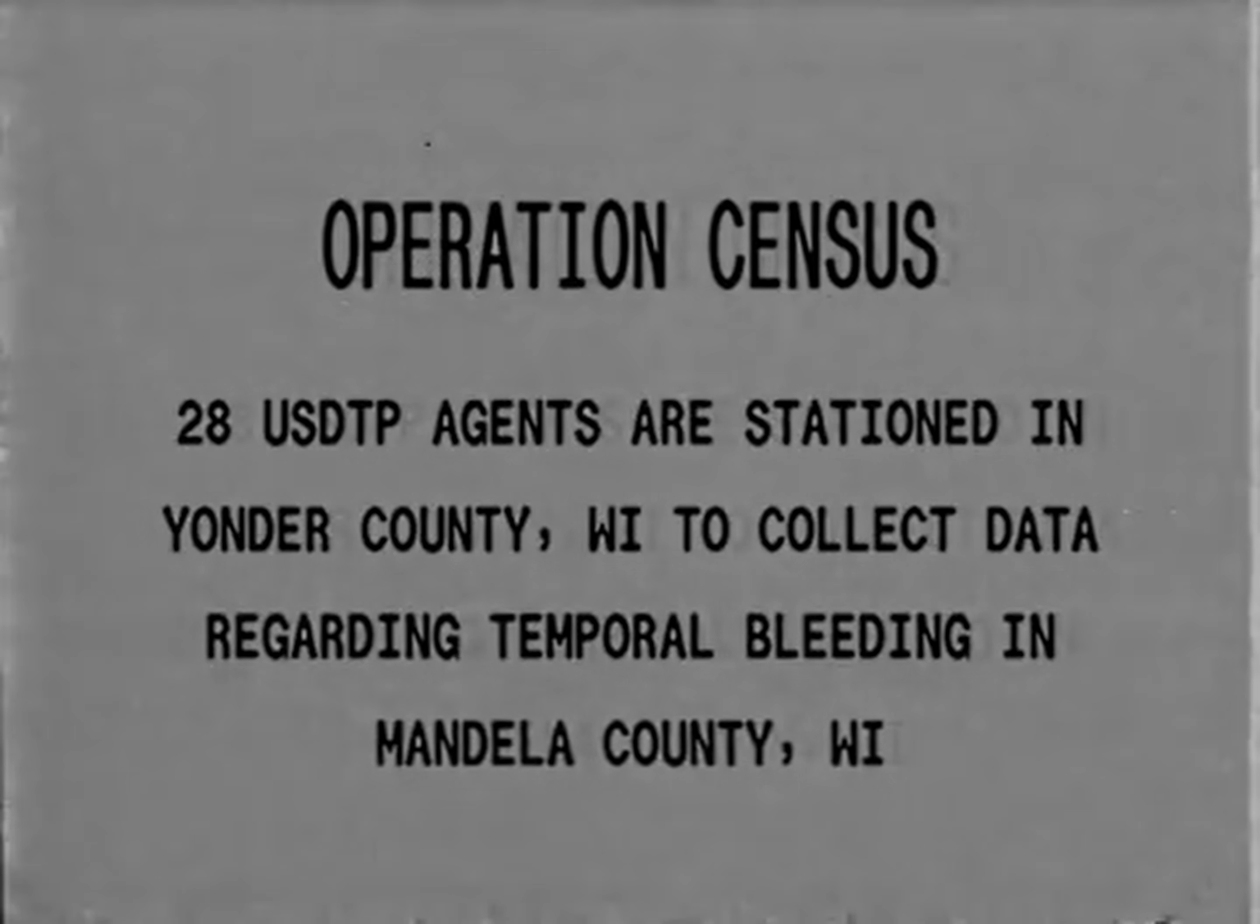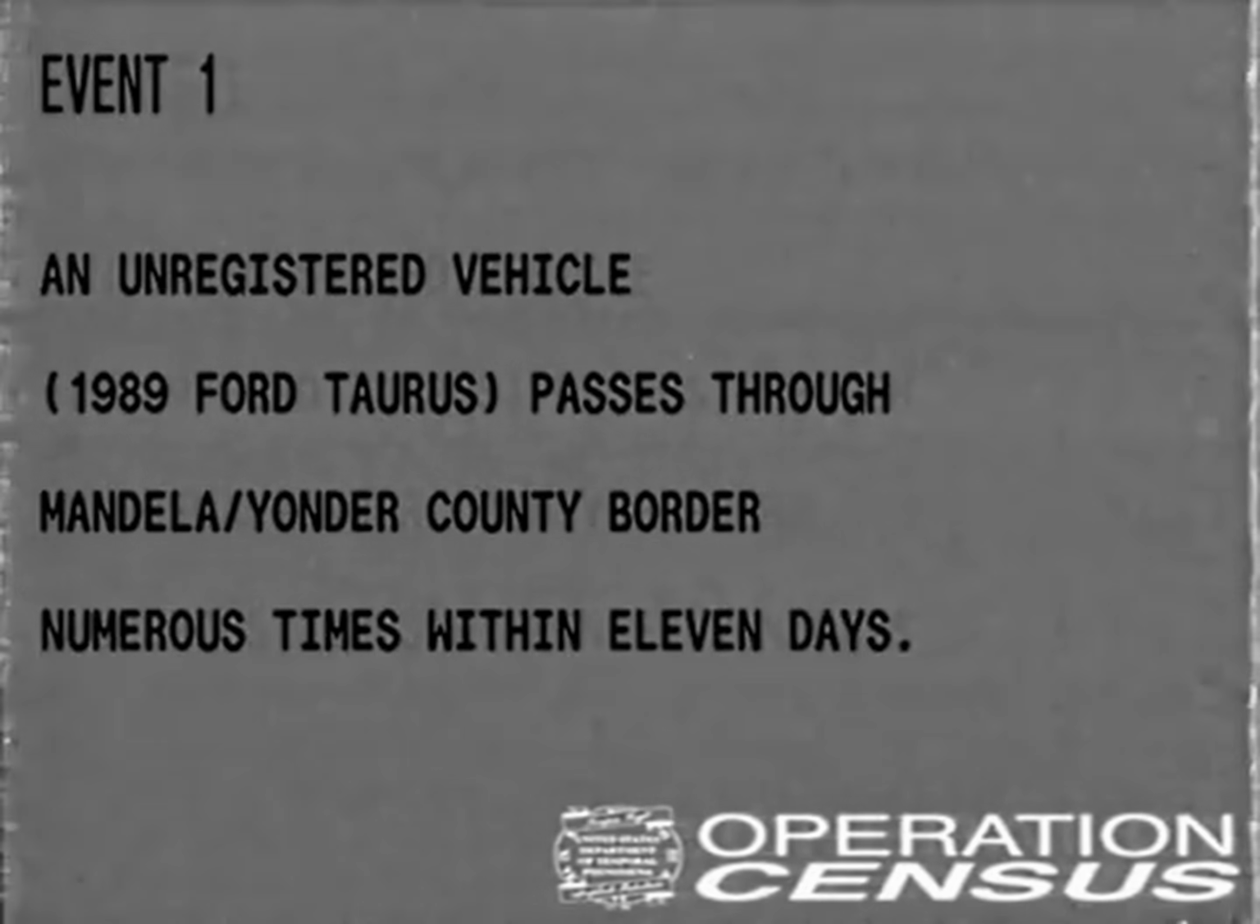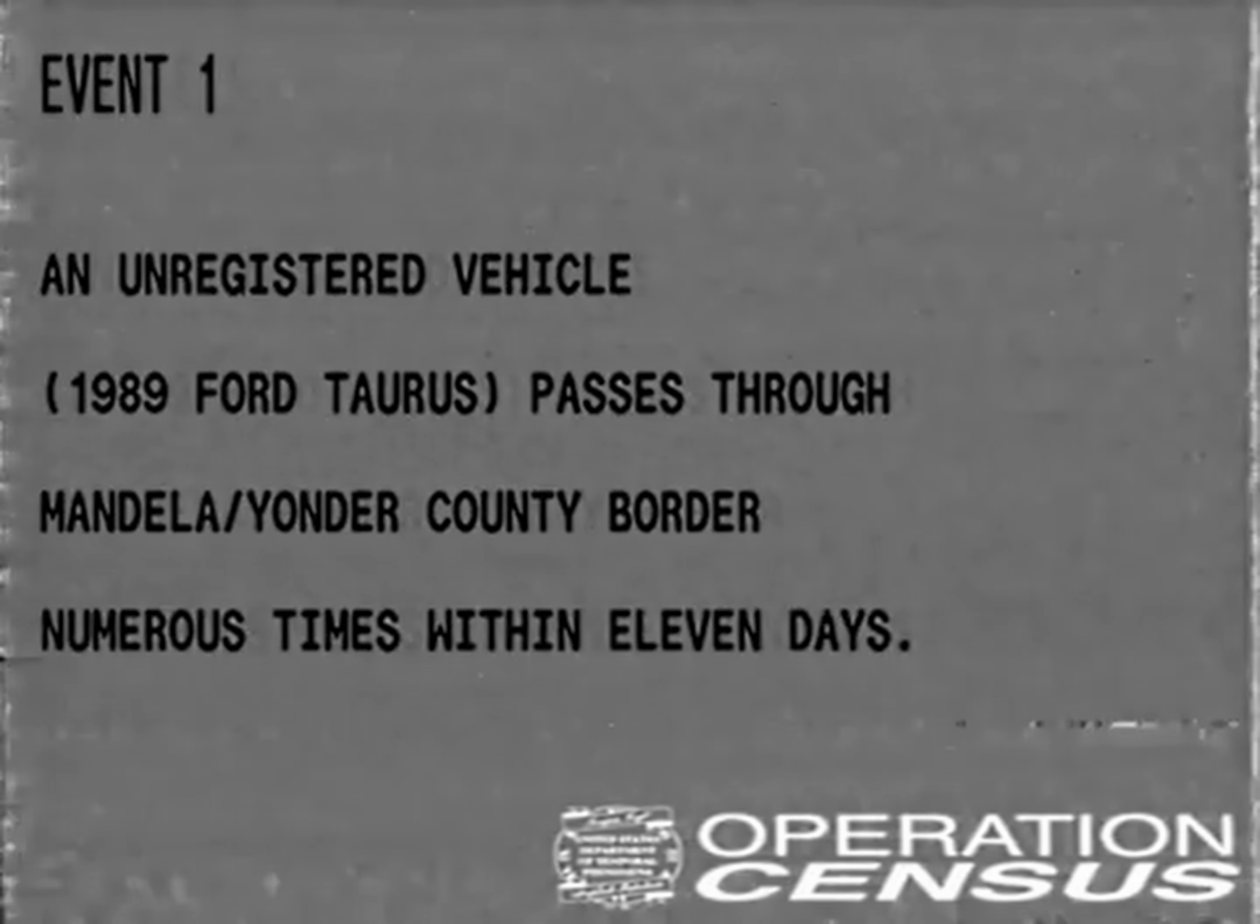We then cut to a tape from the as yet very enigmatic United States Department of Temporal Phenomena. Apparently, 28 agents have been assigned to observe what they call a temporal bleed in Mandela County. In other words, they're looking for evidence of unusual activity. The first noteworthy event is frequent sightings of an unregistered Ford Taurus passing by the same location over the course of 11 days. Despite being captured numerous times driving in one direction, it is never observed returning from the other direction.